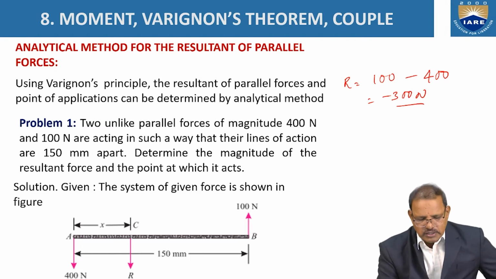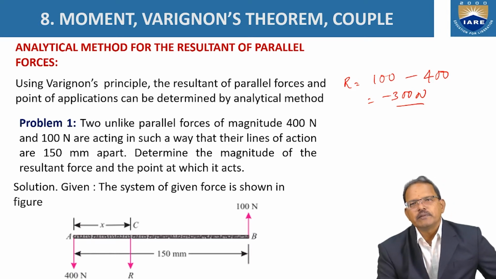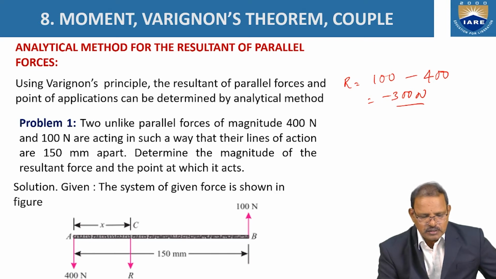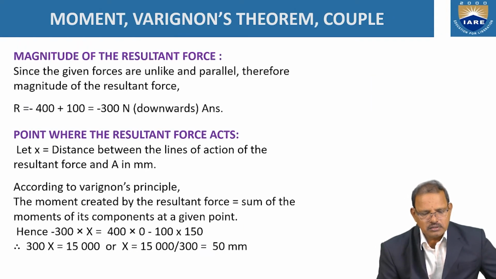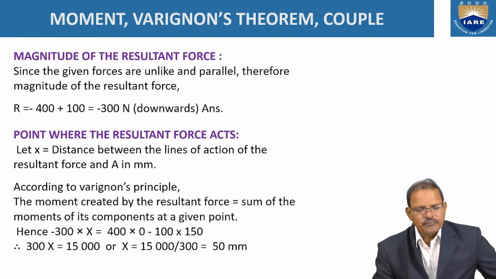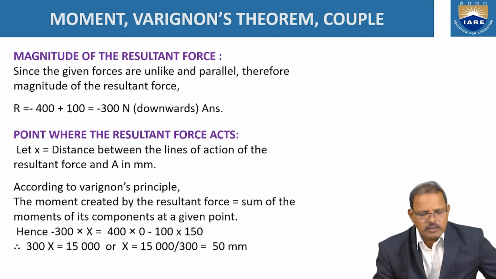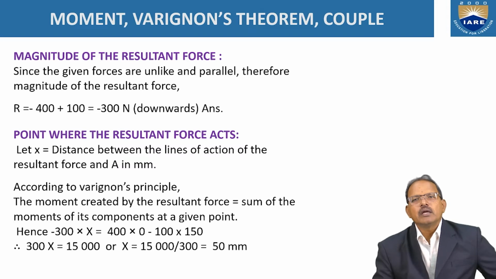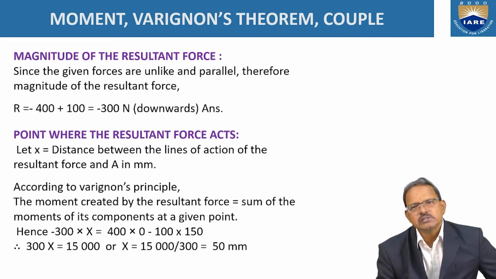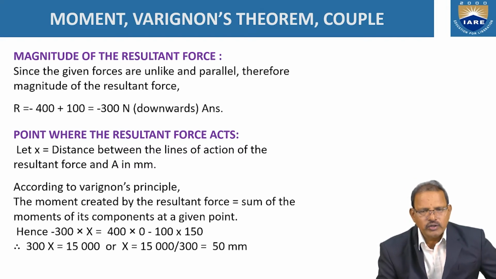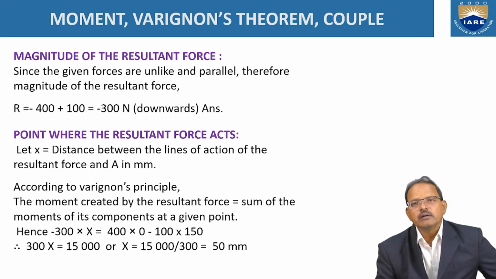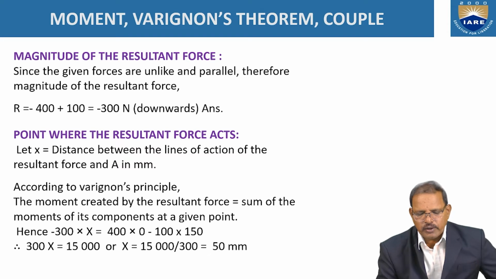So the second thing required is the point at which the resultant force is acting now. Let us assume x represents the point at which the resultant force is acting. So according to Varignon's principle, the moment created by the forces, 100 newtons as well as 400 newtons, at any point is equal to the moment created by its resultant force at that point now.